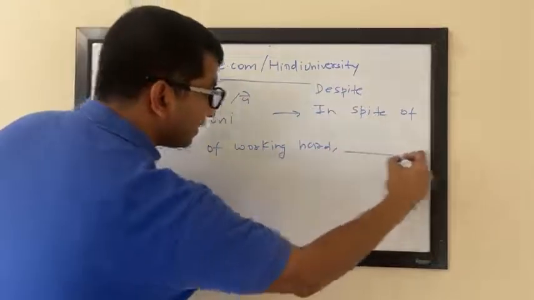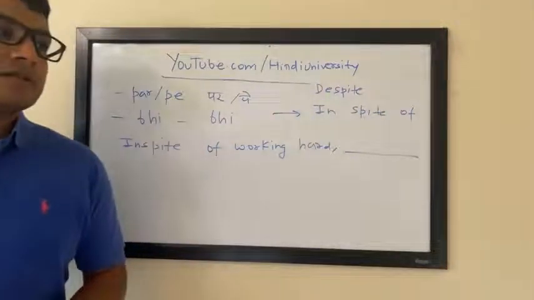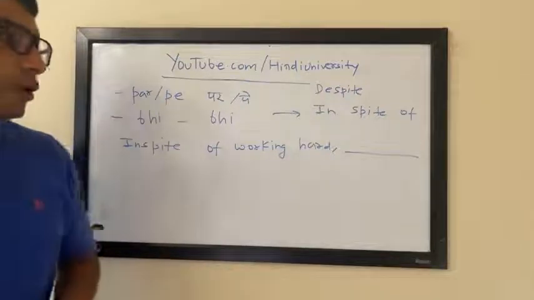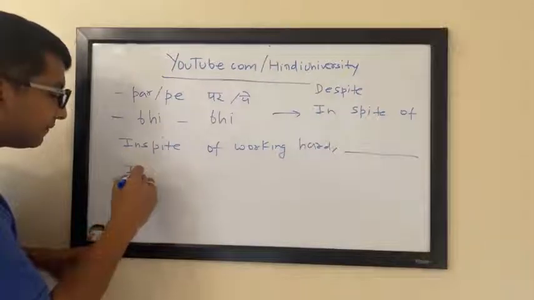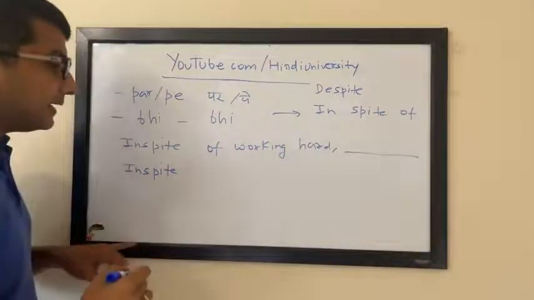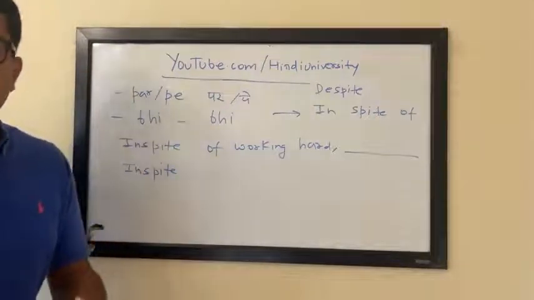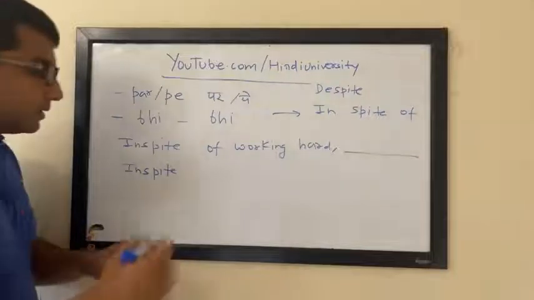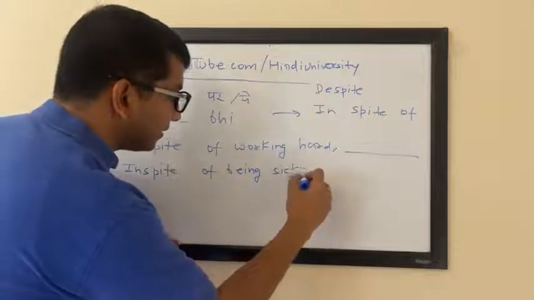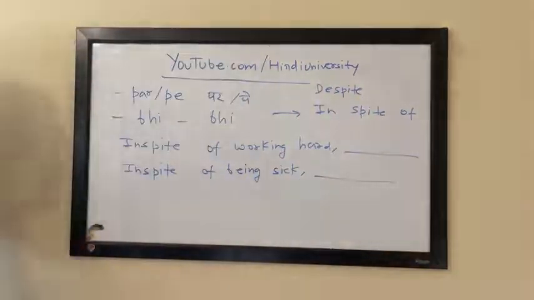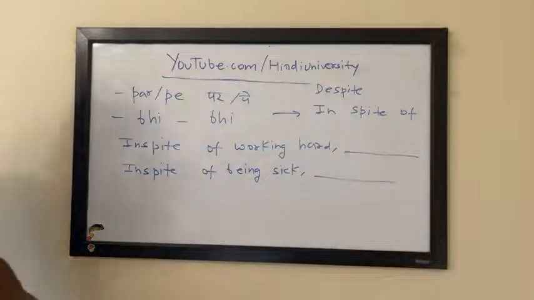So you want to say, in spite of working hard, either he couldn't win the gold medal, or he still couldn't score the top numbers. Okay, this is an example of it. In spite of, let's say somebody is even though they are very sick, yet they are able to help other people. You want to say in spite of being sick, he is still very generous, or he's still doing everything possible he can to help others.